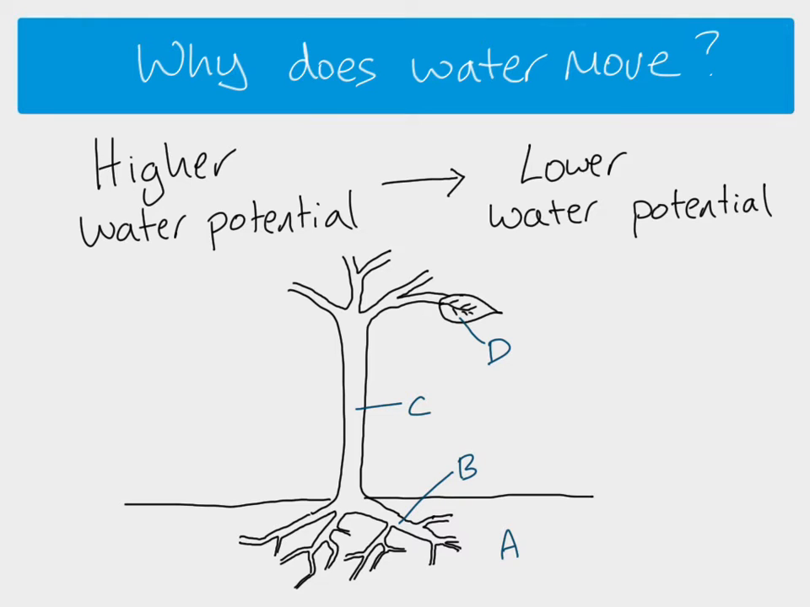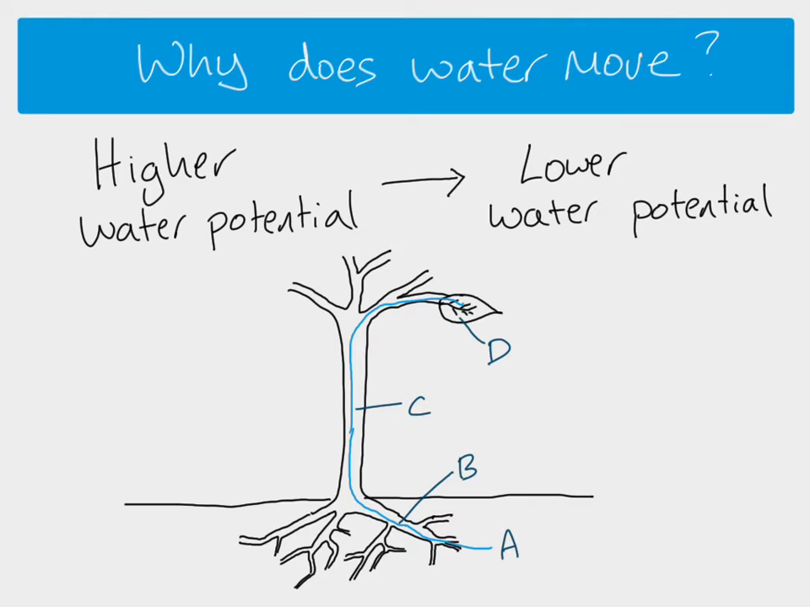So if water is going to move from the soil into the root, then we know that the water is moving from high water potential to a lower water potential. So A has a higher water potential than B. If we know that the water then moves from B up to C, so it's going up the stem, then again we can say that the water potential here at C must be lower than B. And again, the water keeps moving up to D.